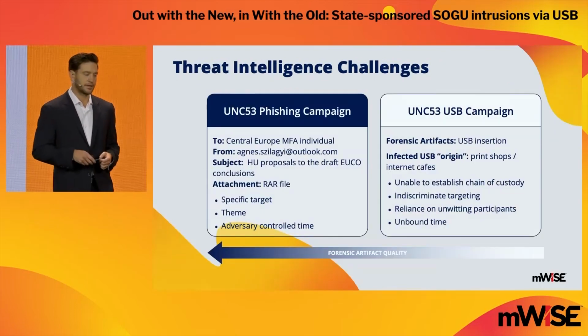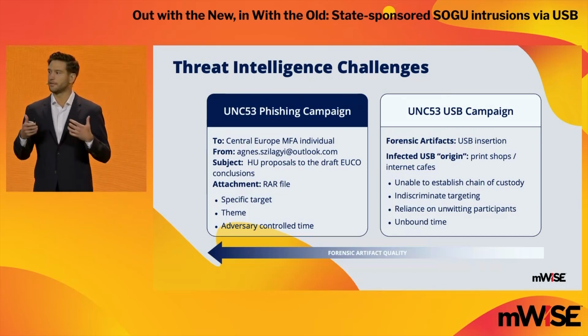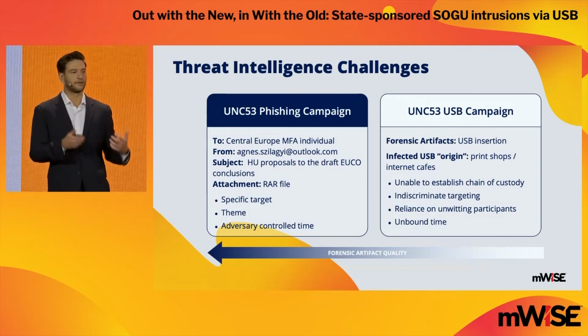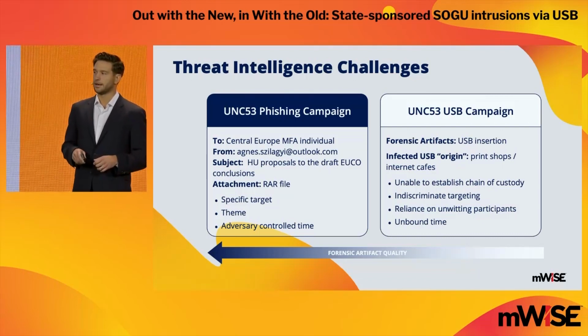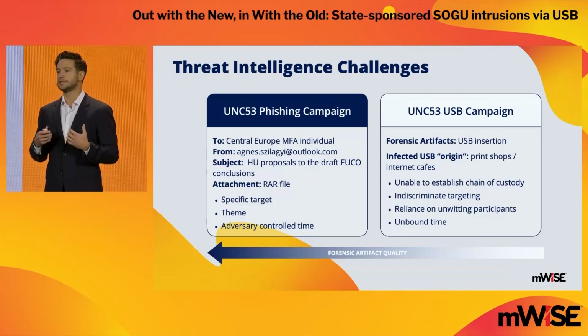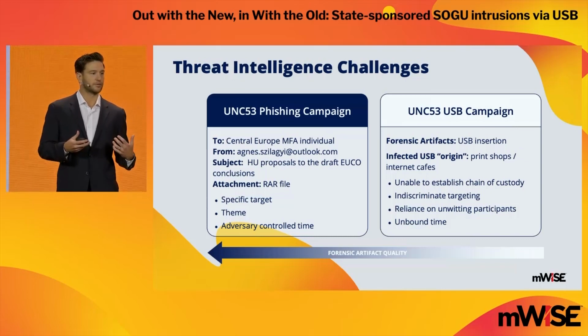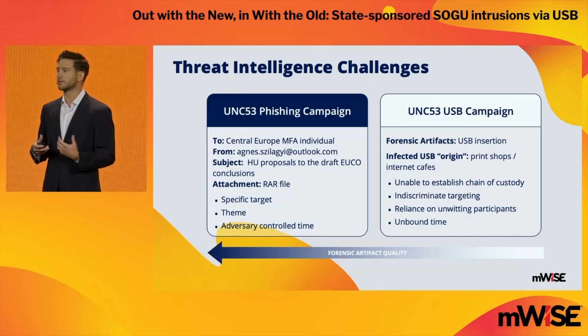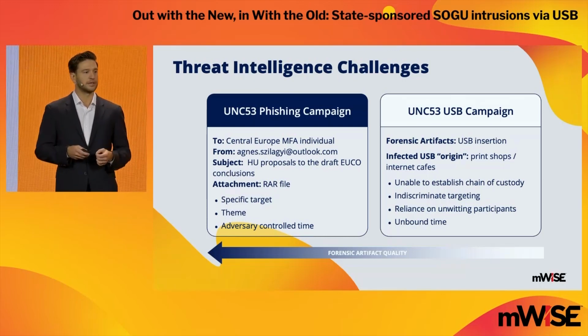On to some of the threat intelligence challenges that we face with this type of activity. We'll compare an UNC53 phishing campaign with our UNC53 USB campaign. With a phishing campaign, we get very specific targeting. Not only do we know the intended organization that the threat actor targeted, but over time, especially if we're tracking it at the campaign level, we can derive insights, as in UNC53 was targeting government organizations in Eastern Europe.